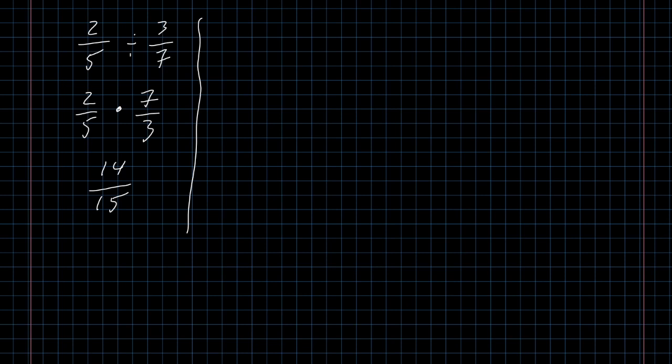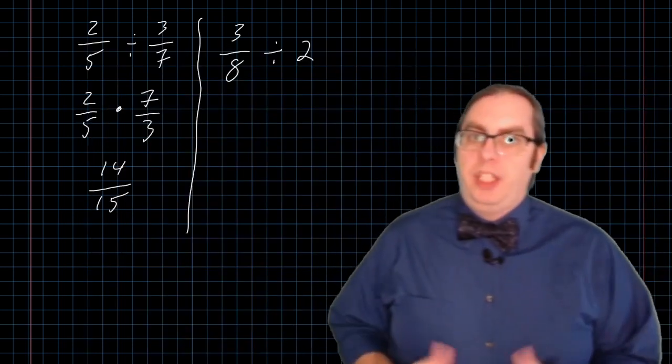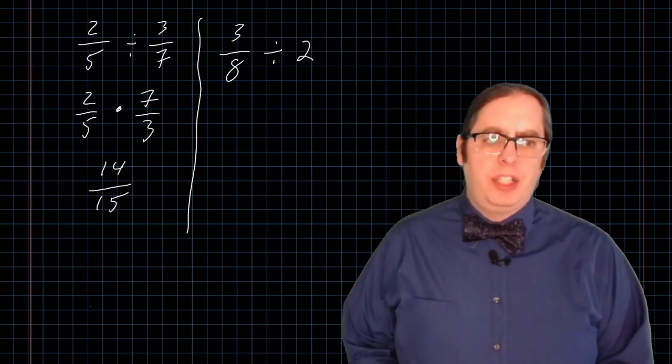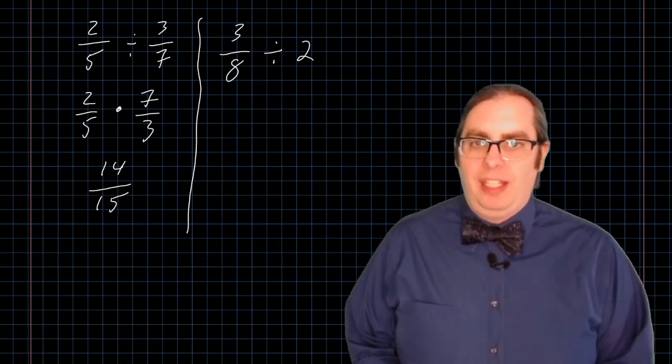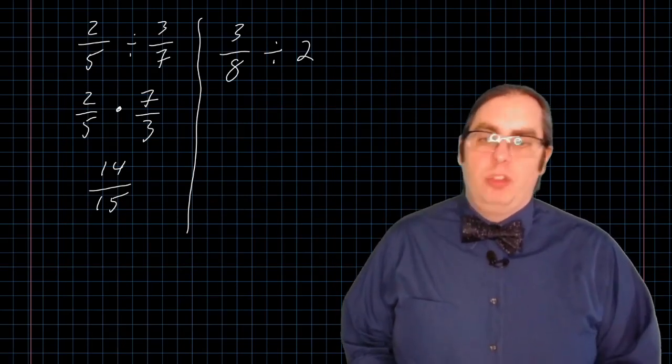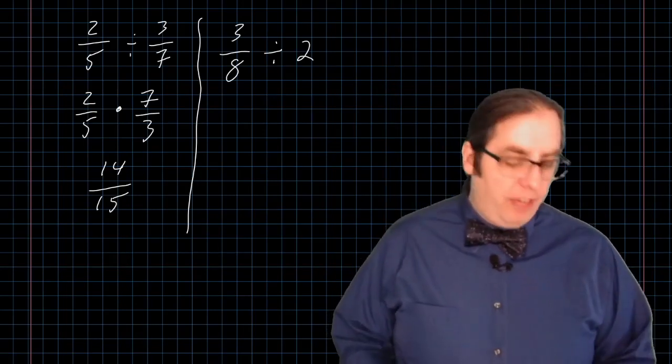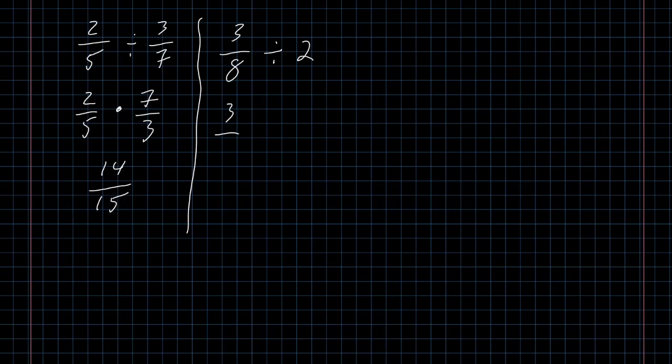That can get a little bit weird when you have whole numbers and fractions combined together. For example, 3/8 divided by 2. The trick here is to remember that a fraction is a division problem. And of all of the division problems, dividing by 1 is the easiest because it doesn't do anything. So I can write 2 as 2 divided by 1, without having changed anything at all.